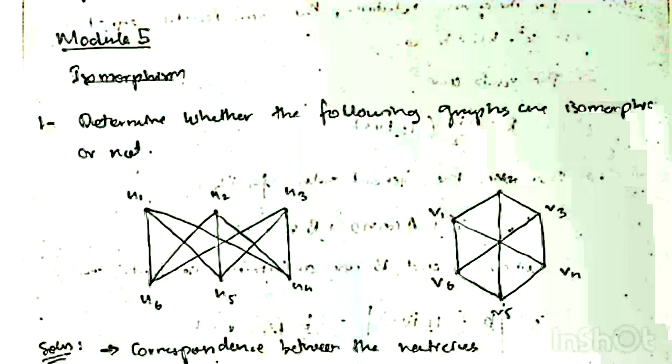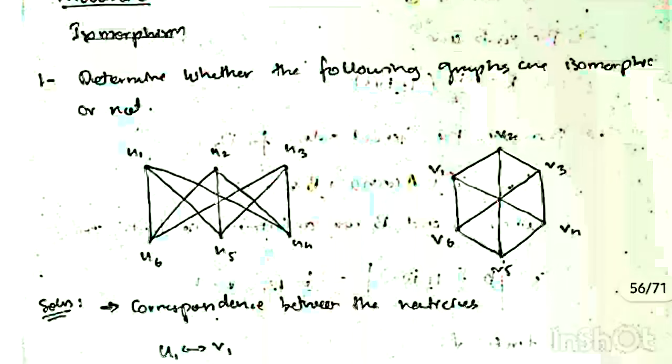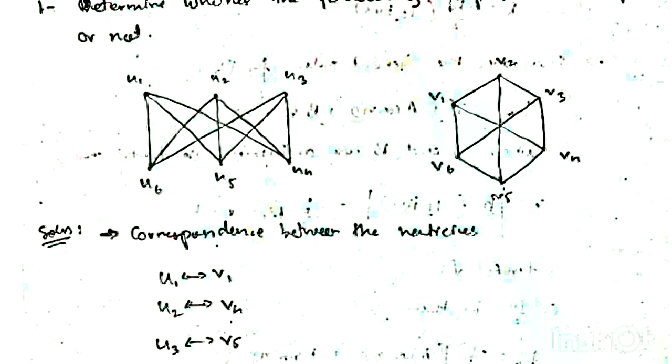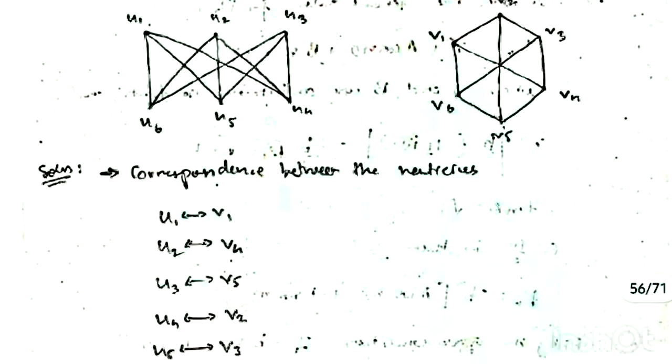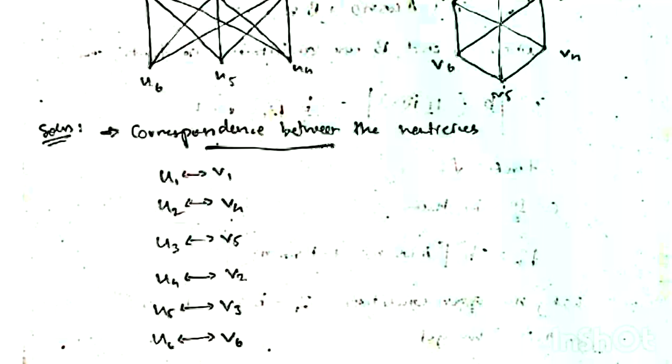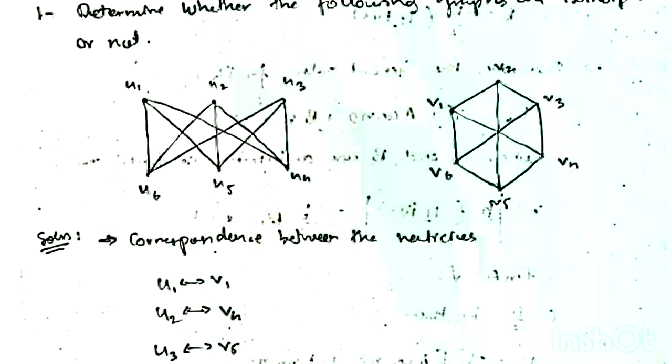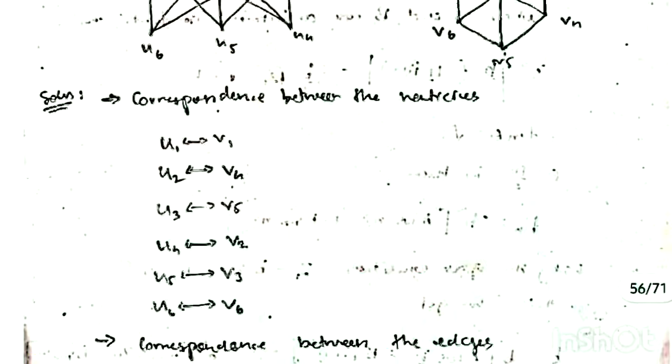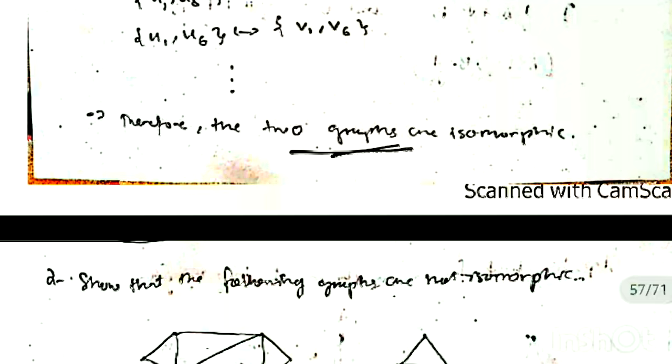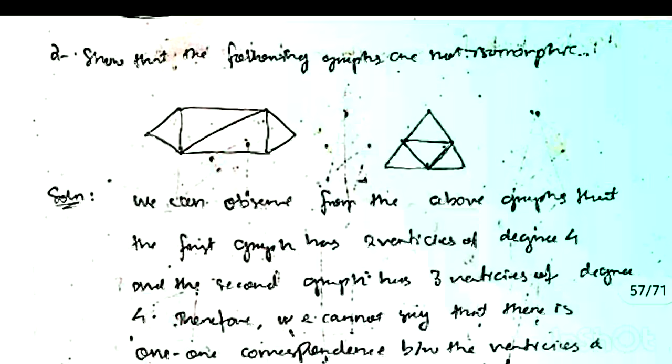In this question we have been asked to find out whether the following graphs are isomorphic or not. See here, u1 and v1. For isomorphism you have to prove two things. First is the correspondence between the vertices, and second the correspondence between the edges. Here the correspondence between the vertices is u1 and v1, u2 and v4, u3 and v5, and so on. Similarly we have to write the correspondence between the edges also. We have to write at last that the two graphs are isomorphic. Similarly for this also.